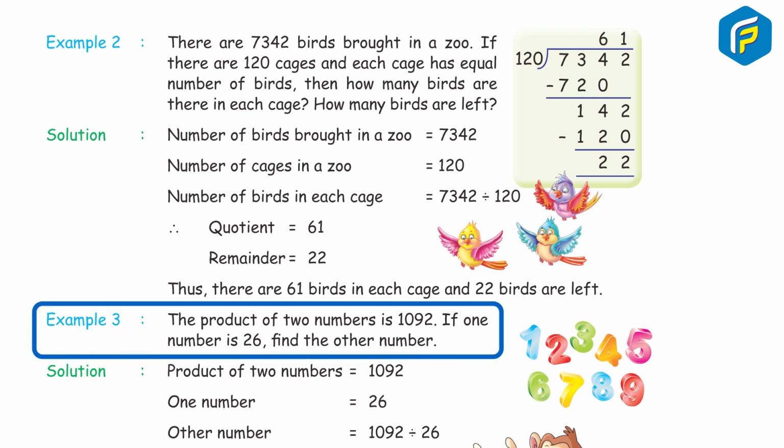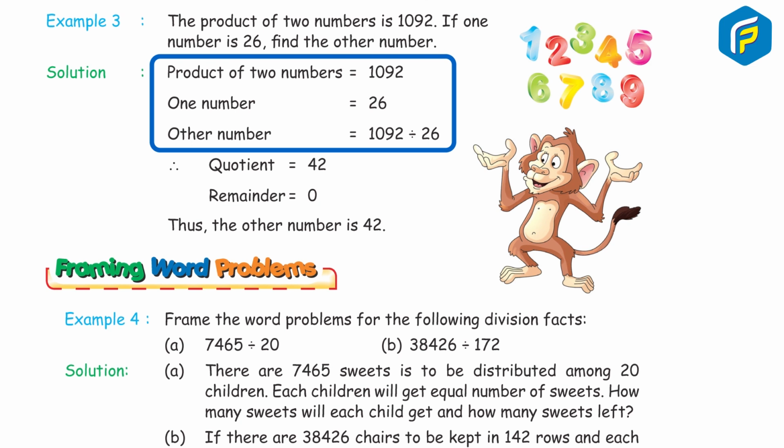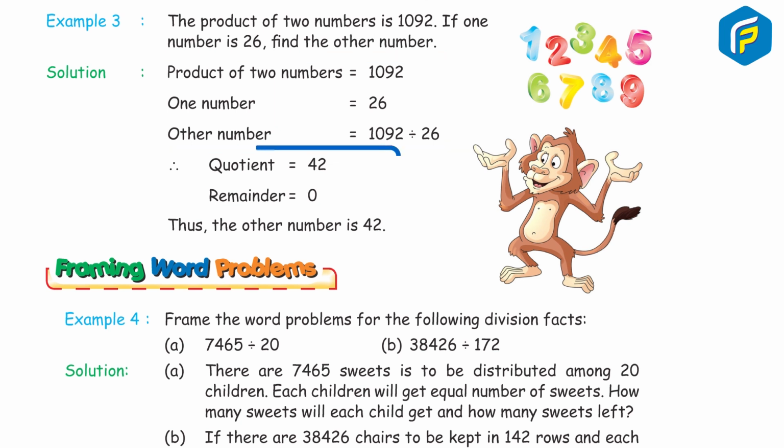Example 3. The product of two numbers is 1092. If one number is 26, find the other number. Solution. Product of two numbers: 1092. One number: 26. Other number: 1092 divided by 26. Quotient 42, remainder 0. Thus, the other number is 42.